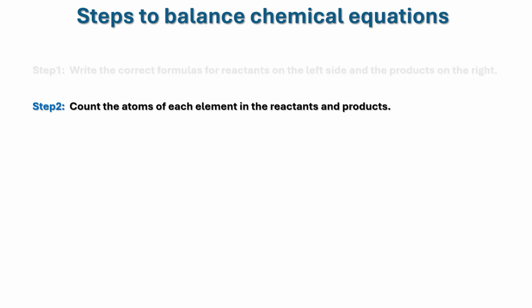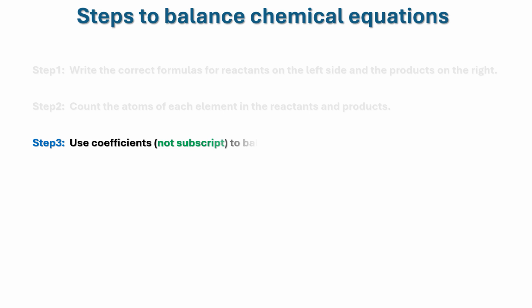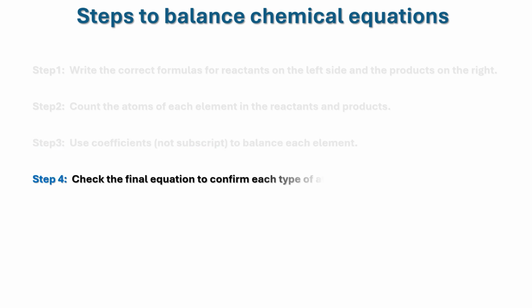Number two, you should count the number of atoms of each element in the reactants and products. Step three, if anything is not balanced, you should use coefficients, not subscripts, to balance them. Step number four, you should always check the final equation to make sure that each type of atom is balanced on both sides of the equation.